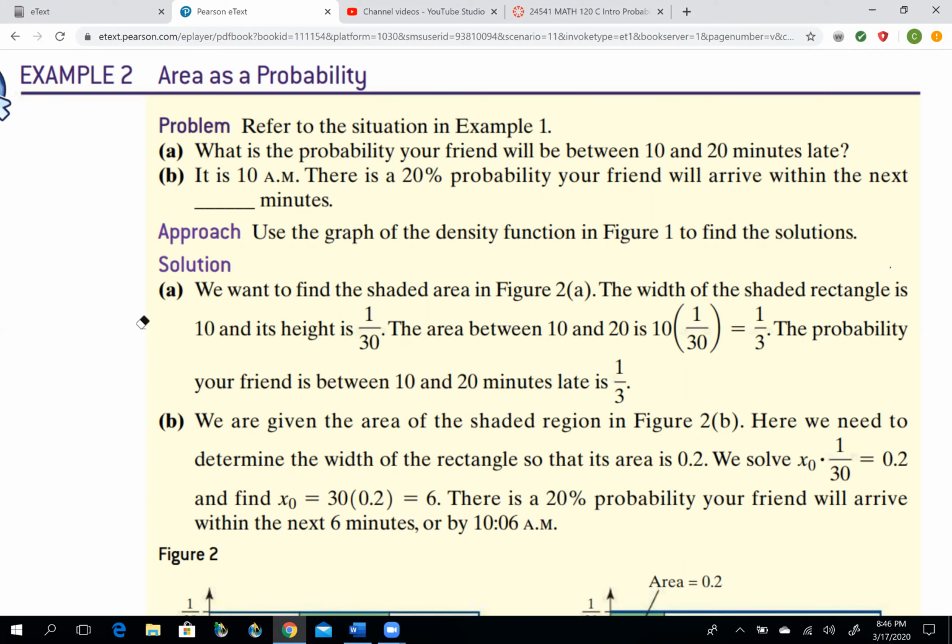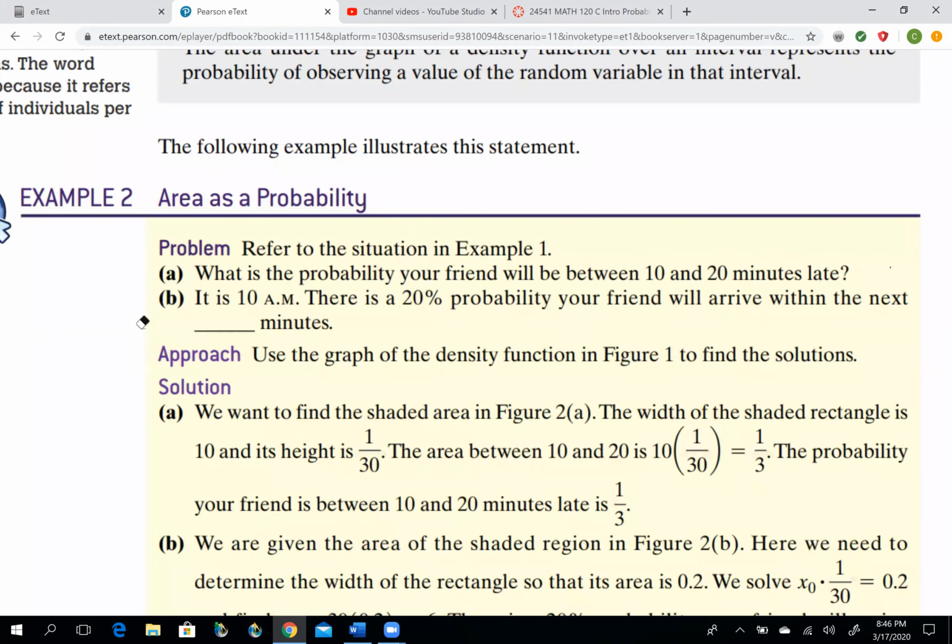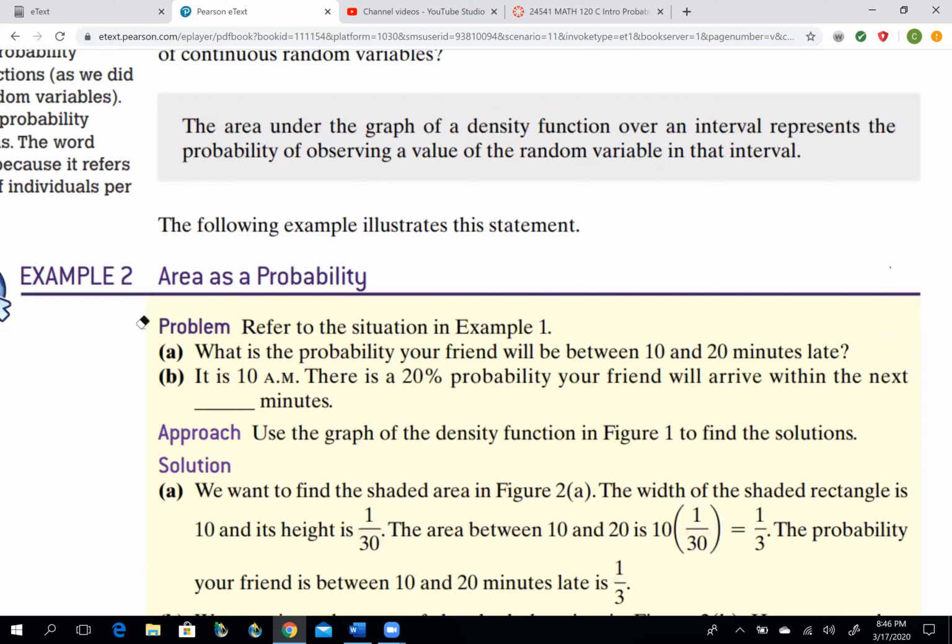So now let's go to the second part. It is 10 a.m. There is a 20% probability your friend will arrive within the next blank minutes. Again, guys, in this question we do it vice versa. The probability is given. Now I want to find the number of minutes that the friend is late. Okay, so let's do it.